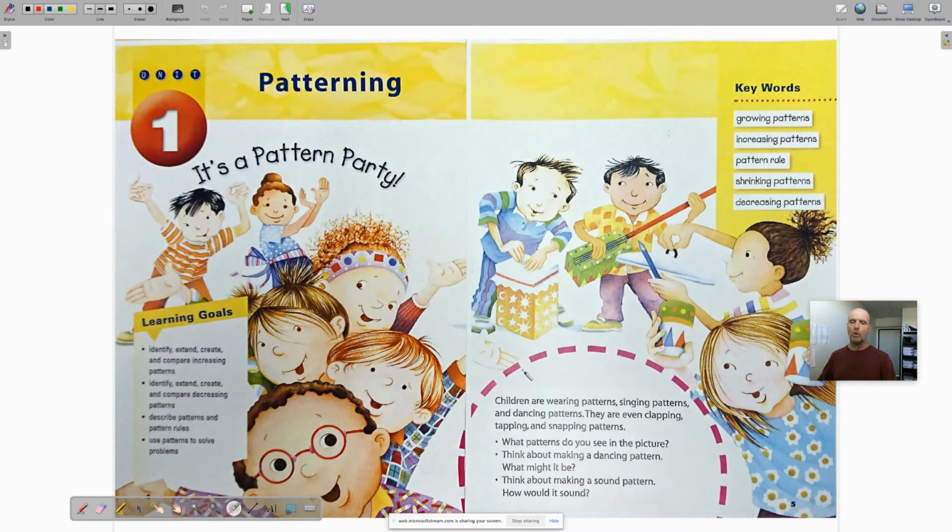Now I'm going to read over this, and then every now and then I'll say, you should stop the video, pause it, and then you can kind of think about it for a couple of minutes. Here it says, children are wearing patterns, singing patterns, and dancing patterns. They're even clapping, tapping, and snapping patterns. And here's our first question. What patterns do you see in the picture?